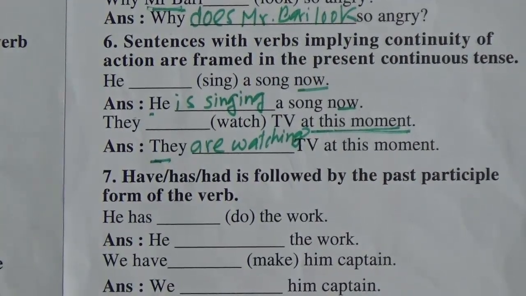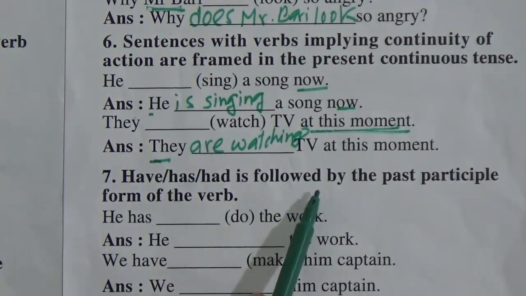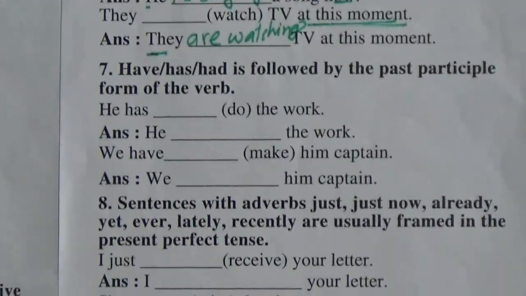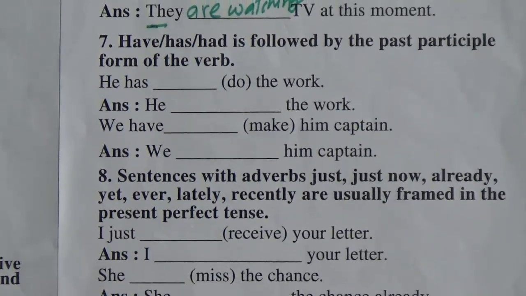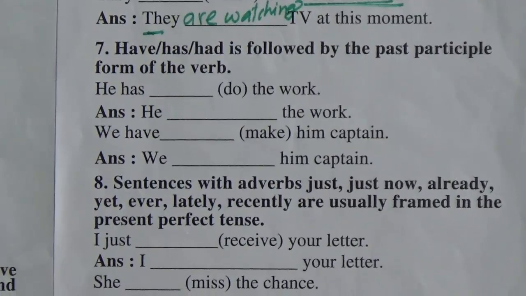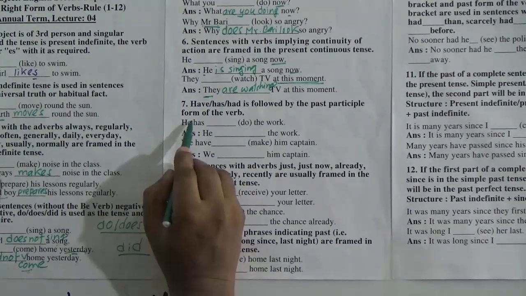Number 7. Have, has, had is followed by the past participle form of the verb. We know a very easy rule. After have, has, had, if the main verb comes, we usually use the past participle form. So this is present perfect tense.